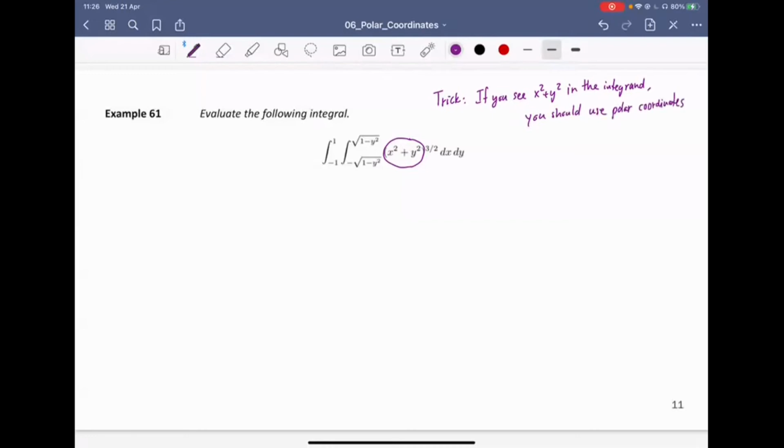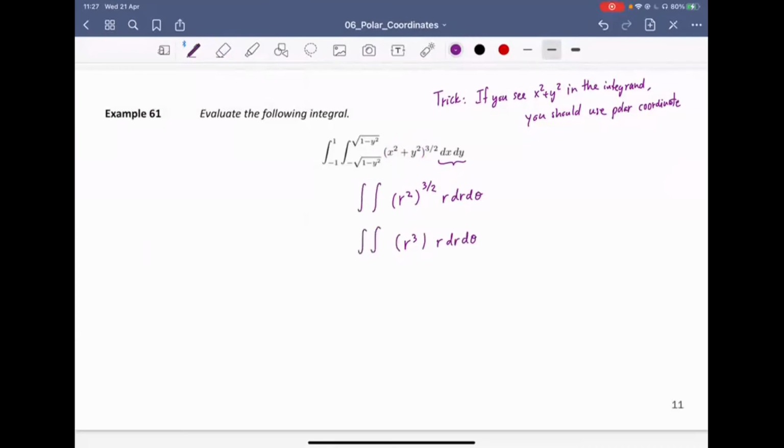The reason is because if you see x squared plus y squared, you can switch it to r squared, and that would be a lot easier. If I switch this x squared plus y squared to r squared, and then the 3/2 here, even better, because r squared is going to cancel with the 3/2, so you're going to get just r cubed, and then the dx dy is going to be r dr d theta.